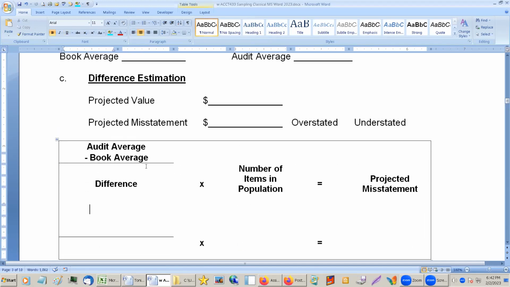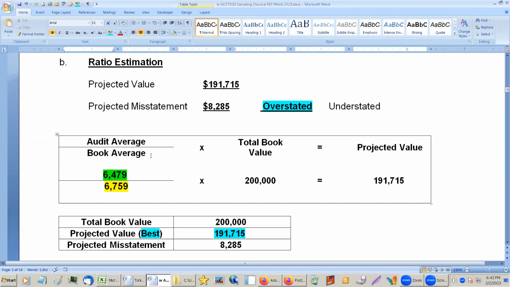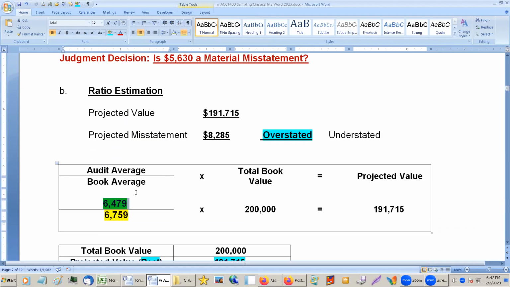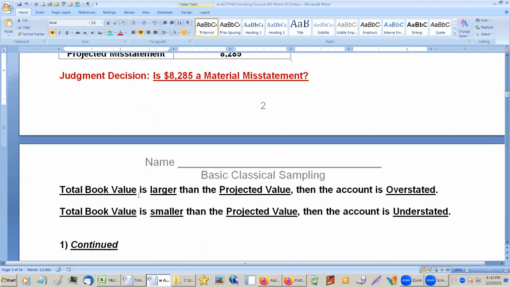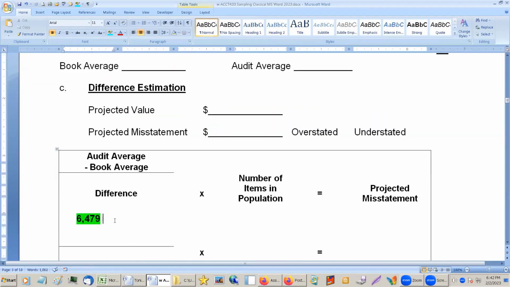All right. So difference estimation, you take the difference between the two. So 6, 4, 7, 9. Where's my, there's something wacky going on here. Oh, I think I know what it is. I think I was supposed to put this as audit. Ah. What'd you guys learn today? Still has no idea how to use a computer.